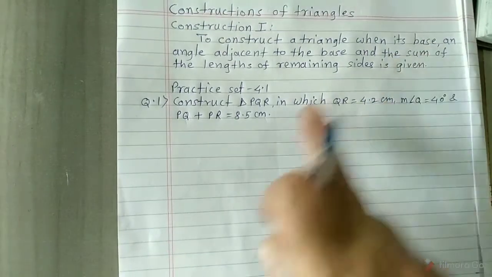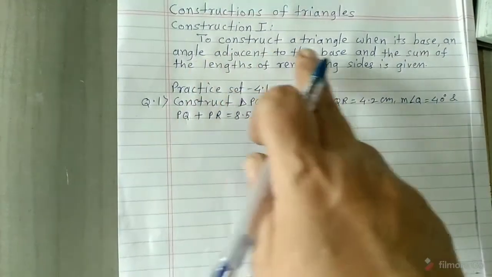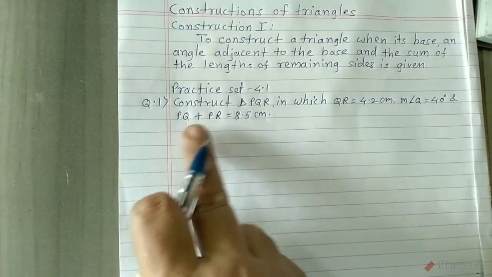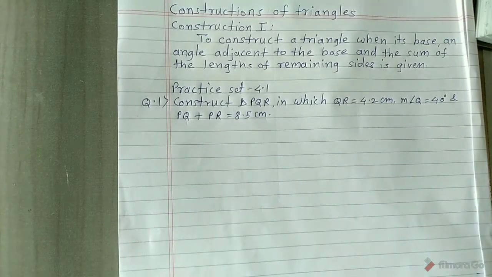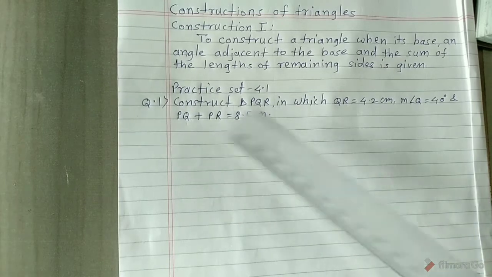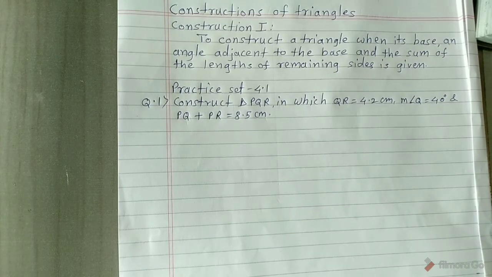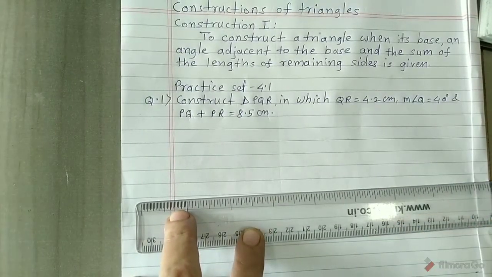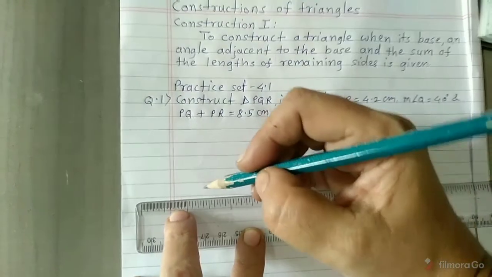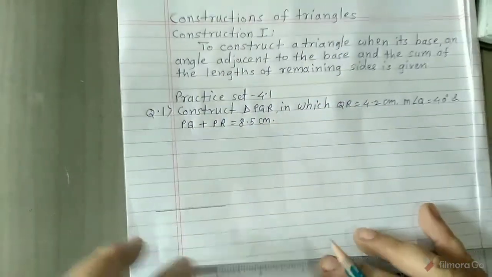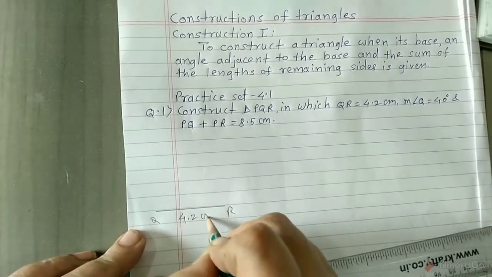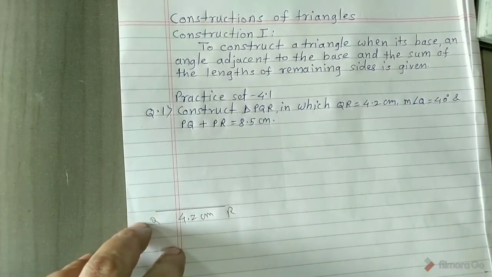So here the base is QR, 4.2, and the adjacent angle is angle Q, 40 degrees, and the sum of the lengths of the remaining sides, that is PQ plus PR, is equal to 8.5 cm. First we draw a rough diagram. In the rough diagram, here the base is 4.2. So we write here QR and 4.2 centimeter. Okay, then here the angle 40 degrees.